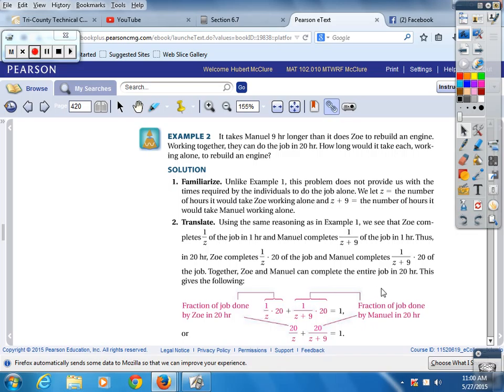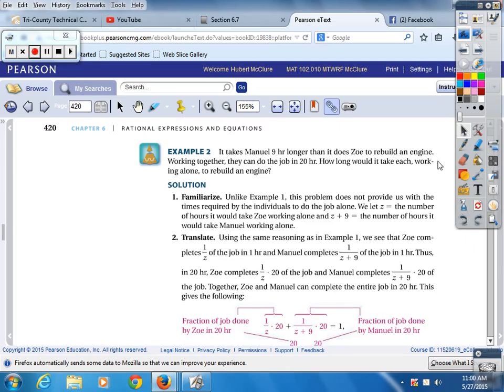Okay. I'm not kidding. So 20 over x plus 20 over x plus 9 is equal to 1. I think we were at that point, and this is when they ask you how long will it take each person to do the problem. I think we had gotten to right about here. I think I was using X, that's not a big deal. So, 20 over X plus 20 over X plus 9 is equal to 1.